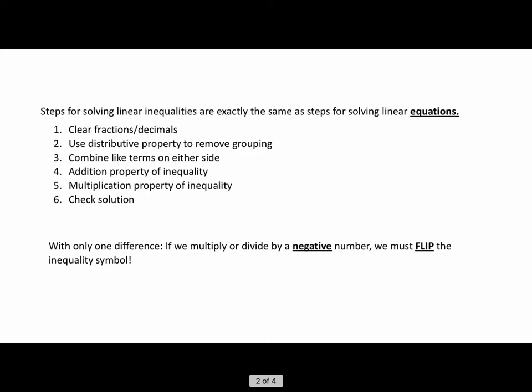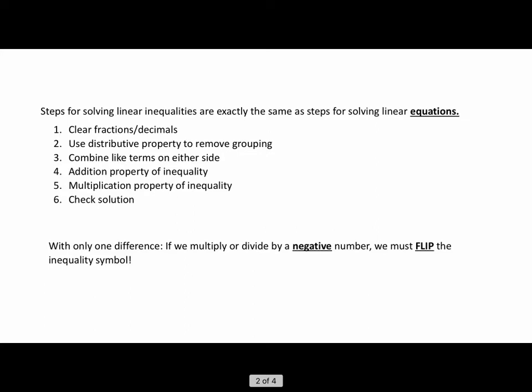And the last step is to check your solution. Of course, with inequalities, you have many solutions, but if you at least check one side of the number that you found in your solution, that will guarantee that you have shaded and chosen the correct side of that number for your solution space.